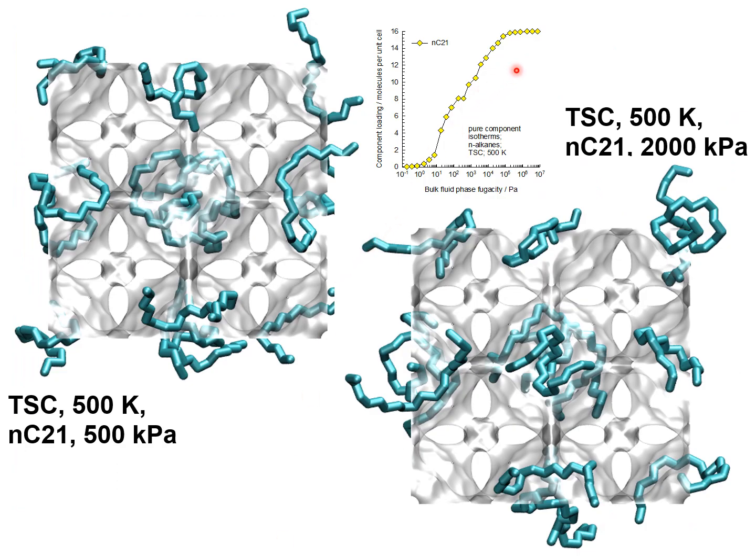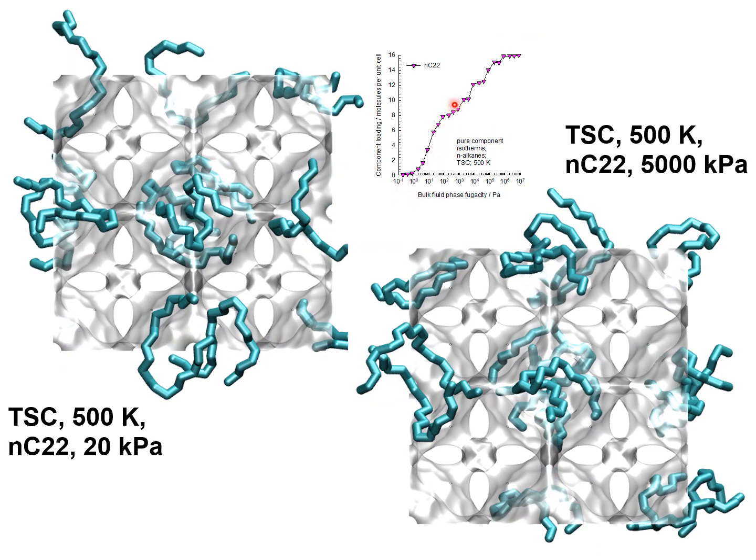This is the adsorption isotherm for NC21 linear alkane in TSC zeolite at 500 Kelvin. I show computational snapshots showing the conformation of NC21 within the cages of TSC zeolite. The saturation capacity is 16 molecules per unit cell of TSC.